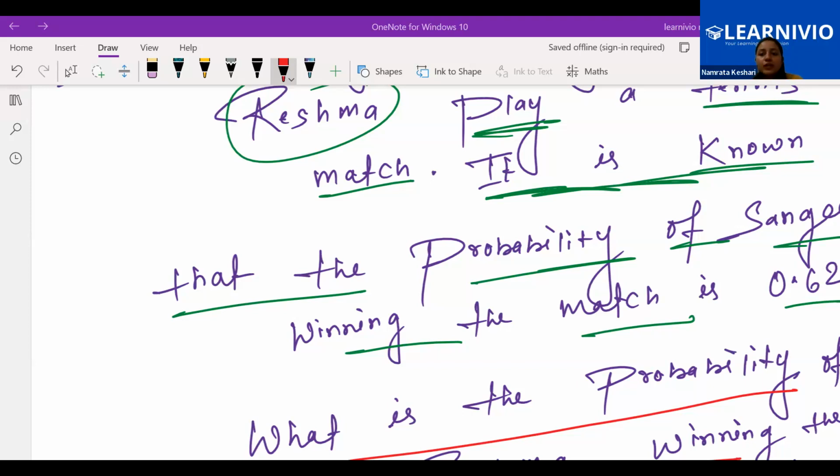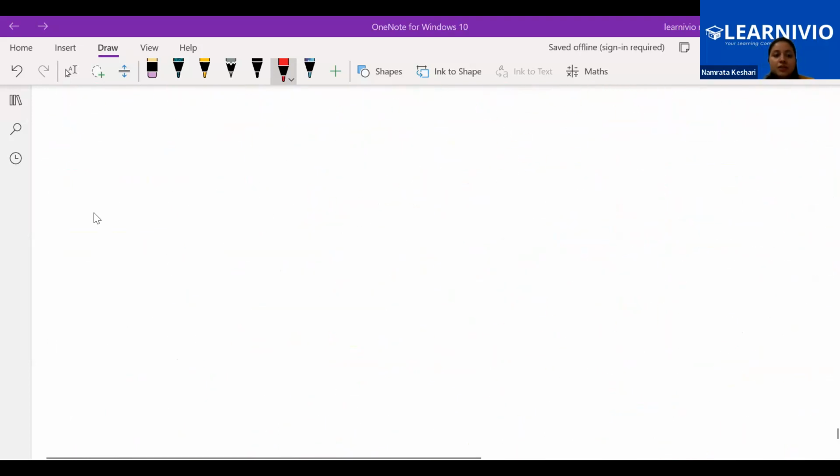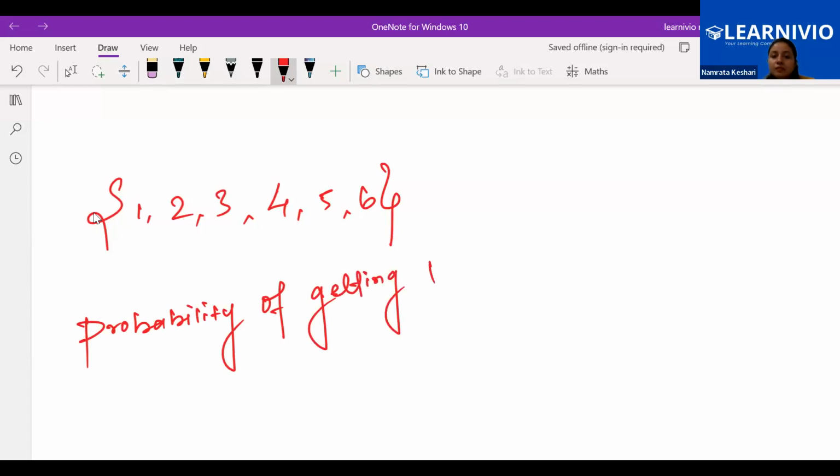Now suppose we are rolling a die. One more concept is there. Then we will summarize everything. Suppose we are rolling a die. The outcome can be 1, 2, 3, 4, 5, 6. Now what is the probability of getting 1? Please tell me what is the probability of getting an outcome as a 1?